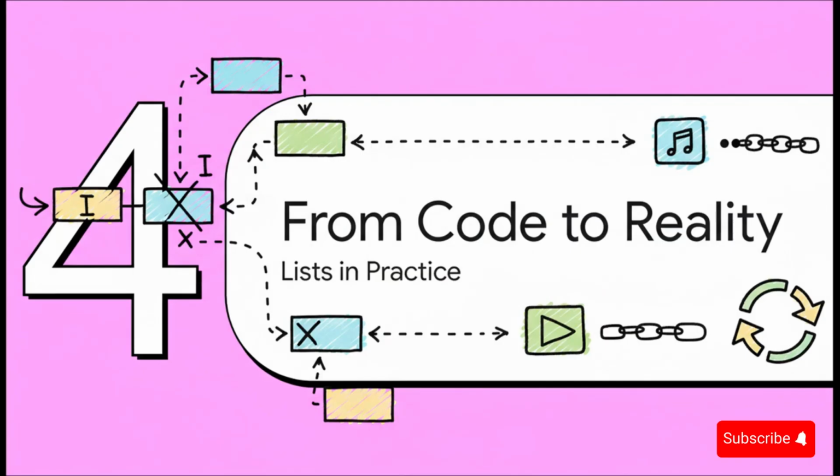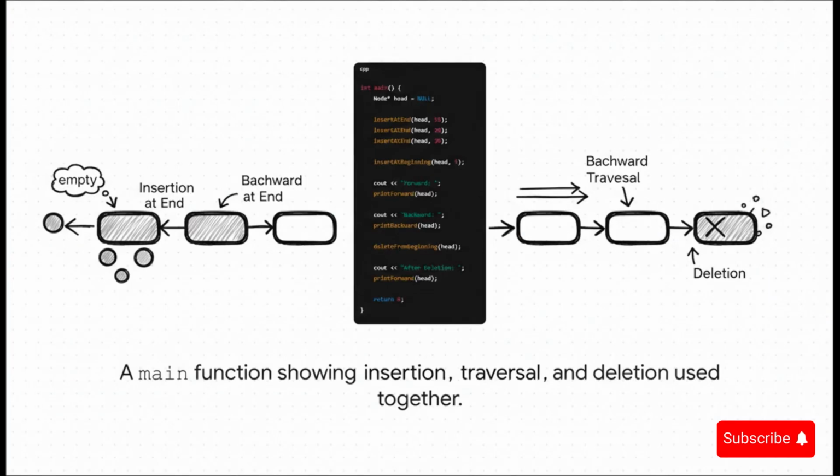All right, let's zoom out a bit and see how all of this comes together. We've seen the building blocks, the node, how to insert, how to travel, how to delete. Now let's see them working together in an actual program and tie it all back to those real-world examples. This main function right here is basically the entire life cycle in a nutshell. We start with nothing, an empty list. Then we pop in a few nodes, and then, of course, we print it forwards and backwards just to make sure everything's working. After that, we chop off the first node and print it again to see what happened. It's a perfect little snapshot of how all these functions play together.